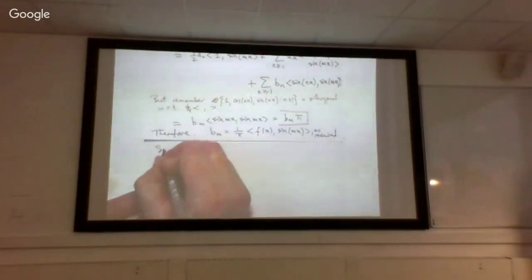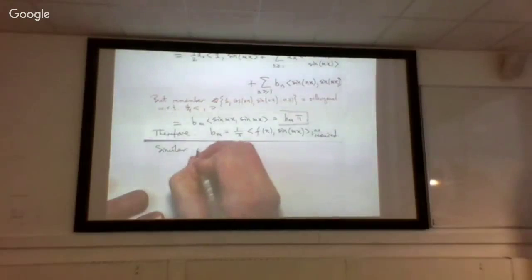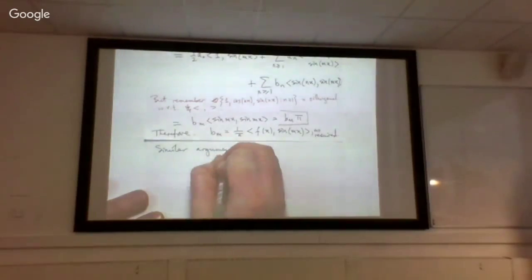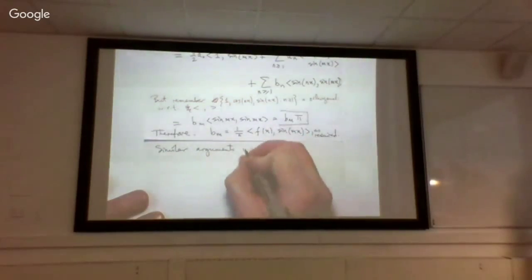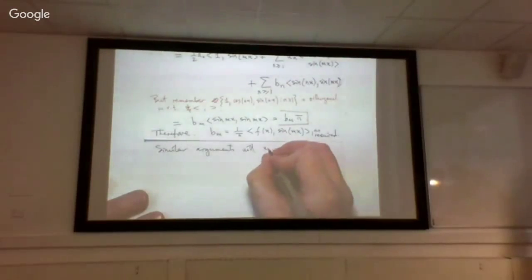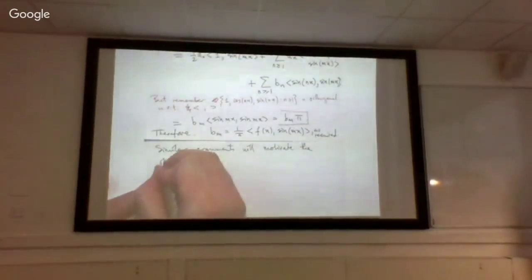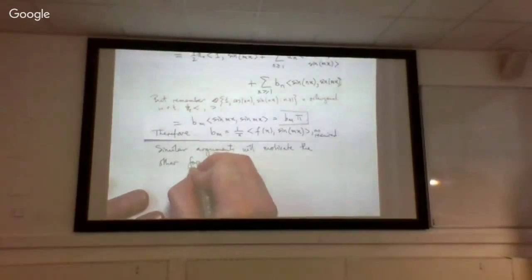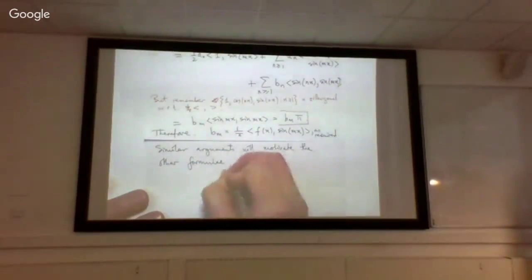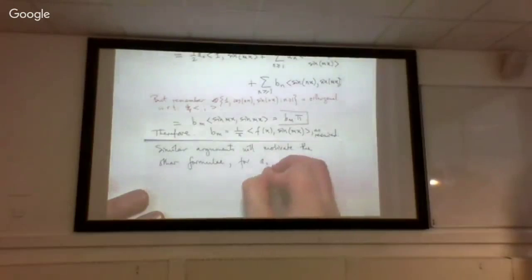Similar arguments to the one we've just done will motivate the other formulae as well, the ones for a0 and an.